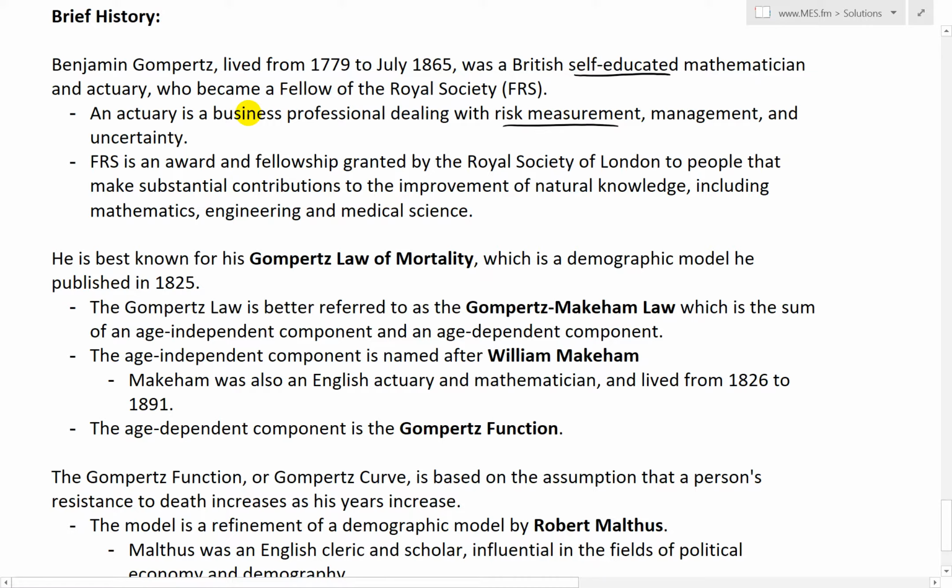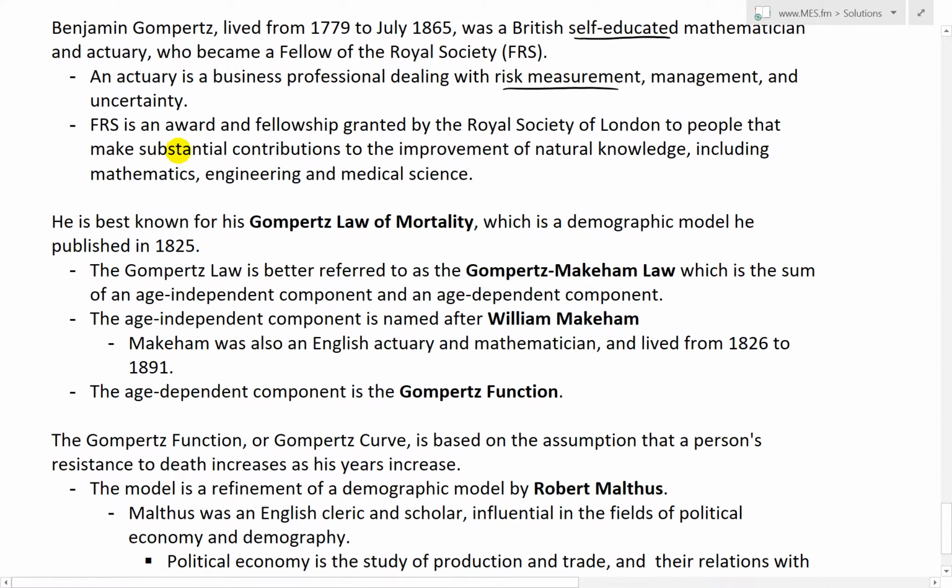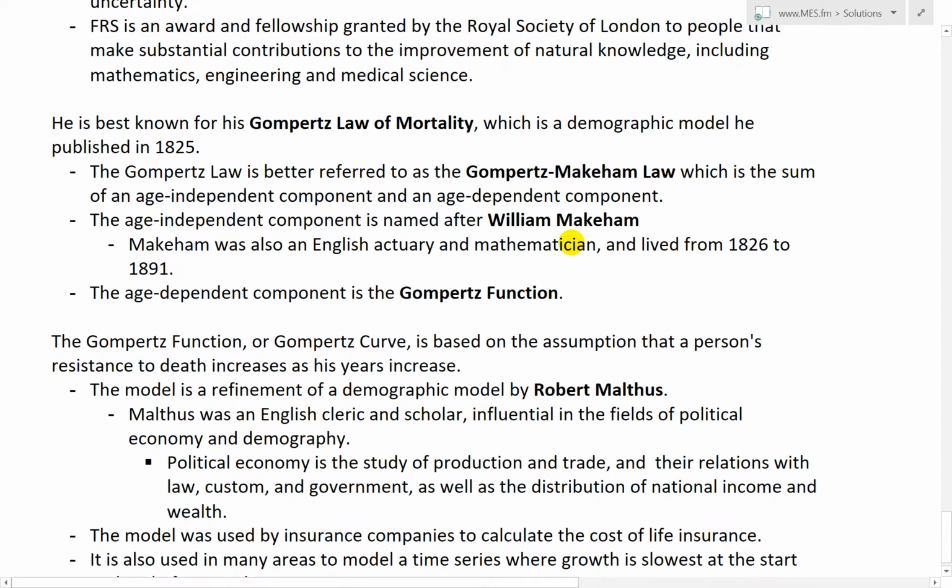He also became a fellow of the Royal Society, or FRS for short. The Fellow of the Royal Society is an award and fellowship granted by the Royal Society of London, England, to people that make substantial contributions to the improvement of natural knowledge, including mathematics, engineering, and medical science. He is best known for his Gompertz law of mortality, which is a demographic model he published in 1825. The Gompertz law is better referred to as the Gompertz-Makeham law, which is the sum of an age-independent component and an age-dependent component.